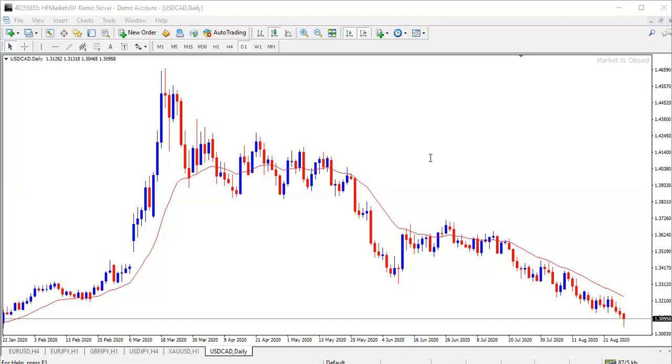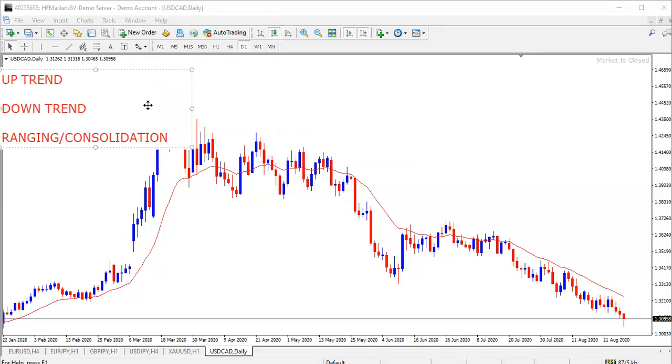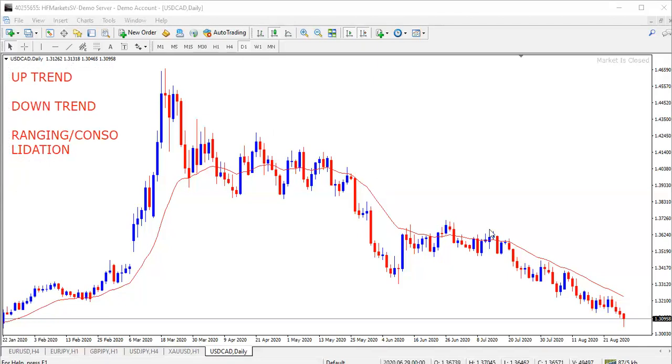You can see what we call an uptrend. You can see a downtrend. Or you can see a ranging market or consolidation. You can see an uptrend, a downtrend, or a ranging market. You can only see one of these three, nothing more, nothing less. So the question is, the one we are currently looking at, what is it?